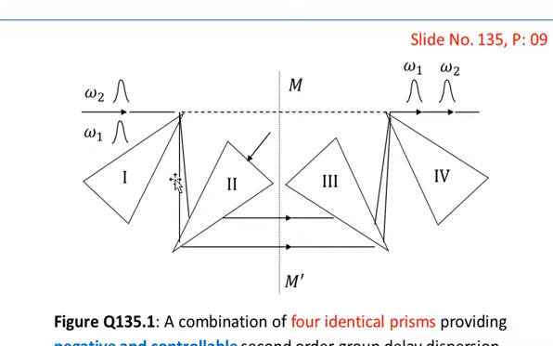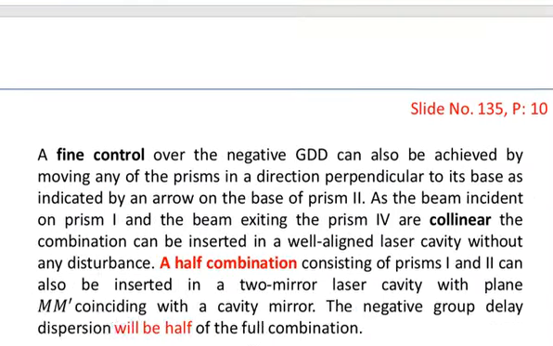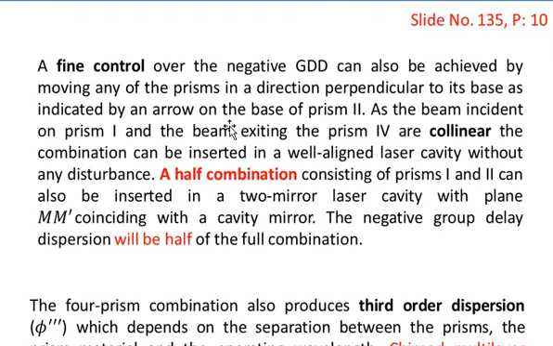So if you increase the separation between prism 1 and prism 2, or between 3 and 4, you can coarsely control the time of propagation of the pulses 1 and 2. And in terms of that, you can also control the negative group delay dispersion. Now, this is how you can control the group delay dispersion on a coarse basis.